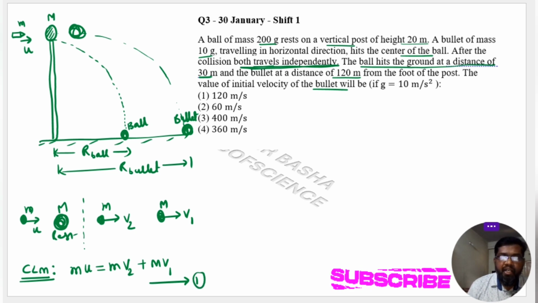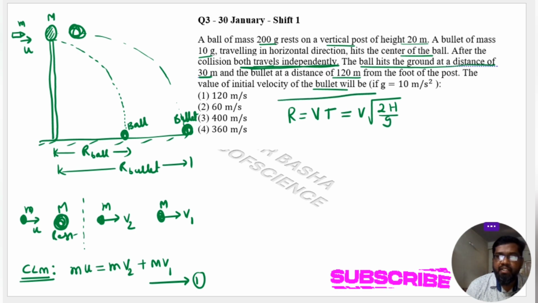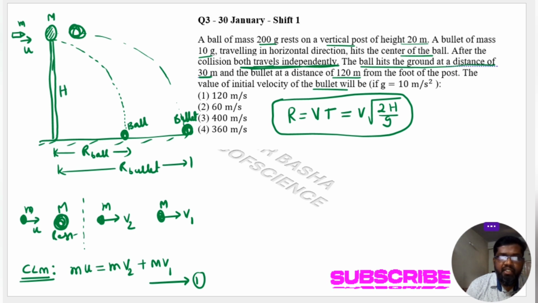Now what is my second equation? The range is provided. The range formula in a horizontal projectile is velocity multiplied by time of flight. The time of flight is simply the square root of 2h by g. You have to remember this formula; I think everybody knows it, as it is a horizontal projectile. The range of the ball is given and the range of the bullet is also given. So the time of flight is the same for both: h is the same, g is the same, t is the same.